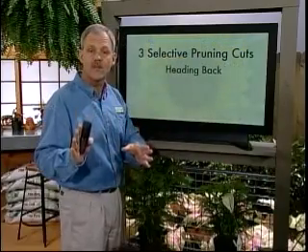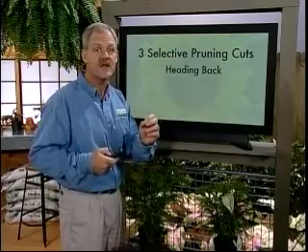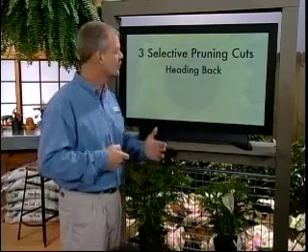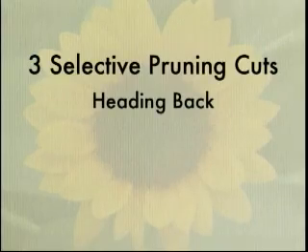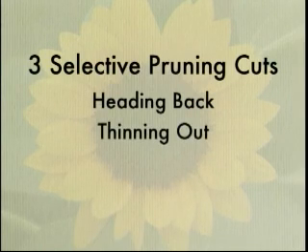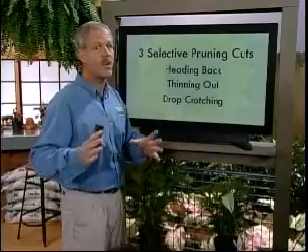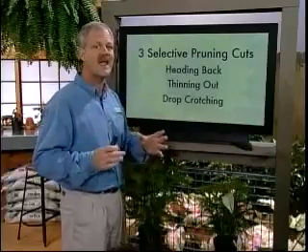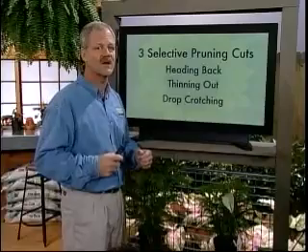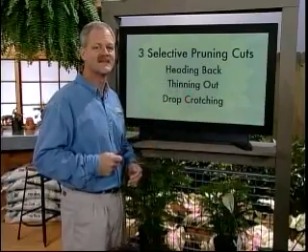Well, we want to talk about pruning cuts, and we're going to go out in the field and actually demonstrate these cuts. But here are the three cuts that we want to think about when we're pruning. The first cut is called heading back, and we'll show you exactly what's involved with that type of cut. The second cut is called thinning out, and we'll demonstrate that as well. And the third cut is called drop crotching. And I know that sounds kind of funny, but when we get out in the field, we'll show you exactly how to do a proper drop crotching cut. So this is where we're headed, how to prune with these specific cuts.